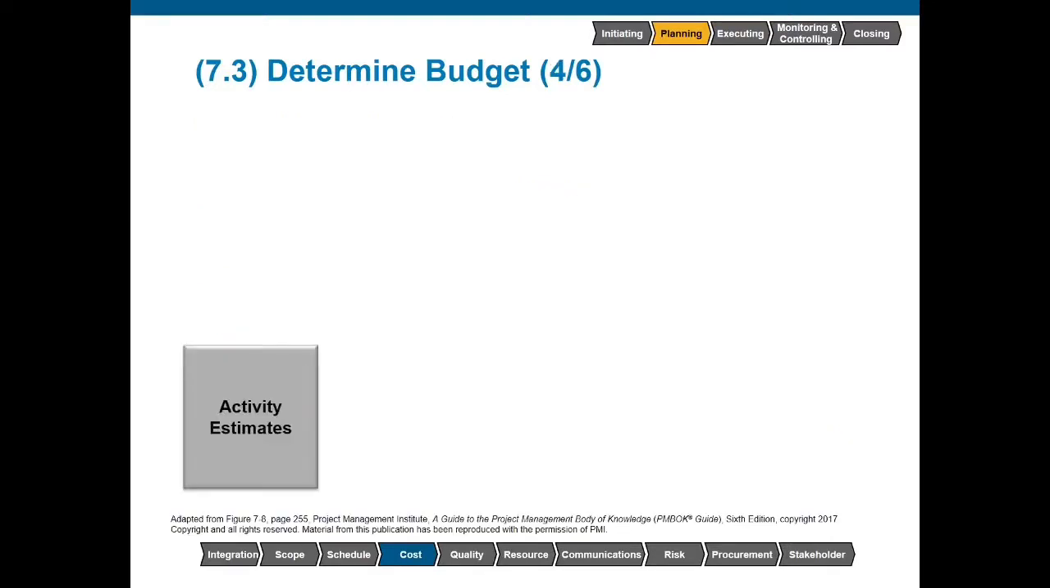Cost aggregation starts with our individual activity estimates. How much does it cost to complete the work of each activity? Above this, we have our activity contingency reserves. If we've identified risk that is inherent to the type of work that we're doing with that activity, then we can go ahead and sometimes set aside money to deal with that.